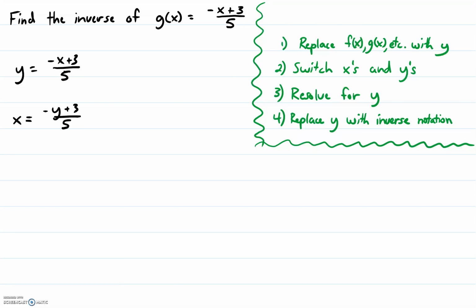So if you had multiple x's, you would now have multiple y's. If you had multiple y's for some kind of crazy reason, you would now have just one x. But of course, that's not going to happen because we're always going to be given a function to start out with. So you'll always just have one x after this step.